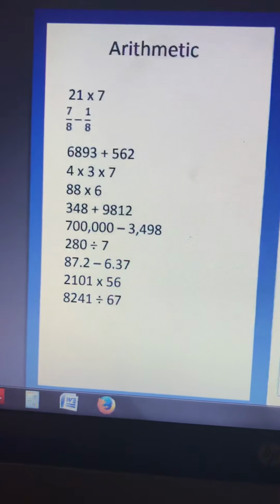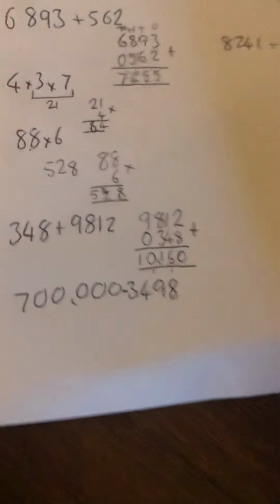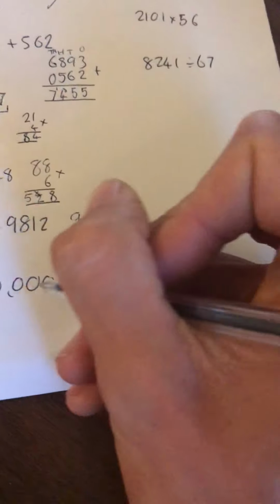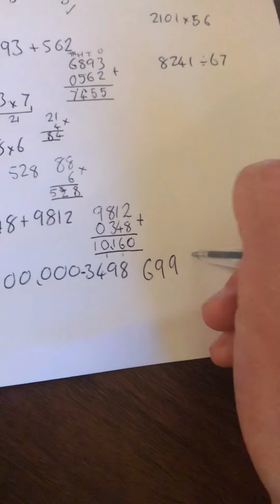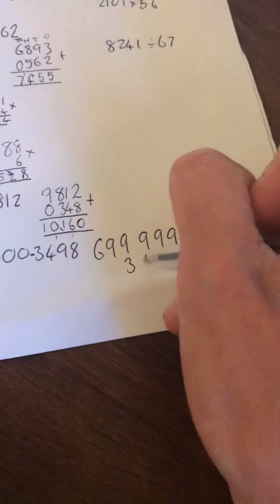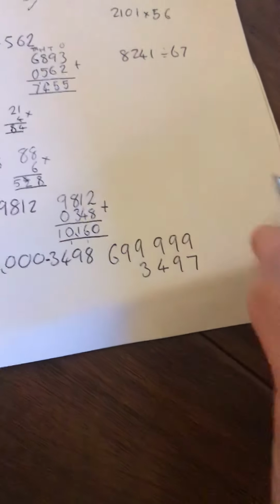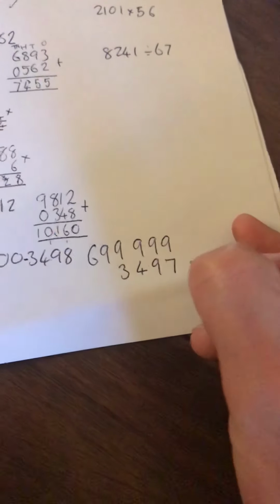Next up, I'll show you... Oh, I missed out the question is actually 700,000 subtract 3,498. I'll show you the method I used the other day, which was to make both numbers 1 less. So 699,999 subtract 3,497, because the difference between these two numbers and the difference between these two numbers is the same.